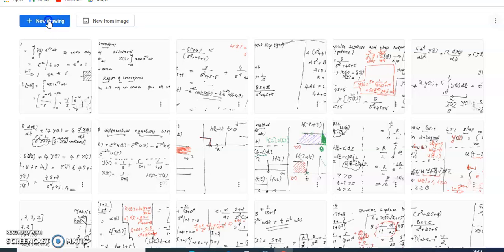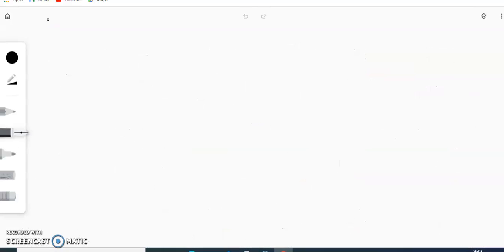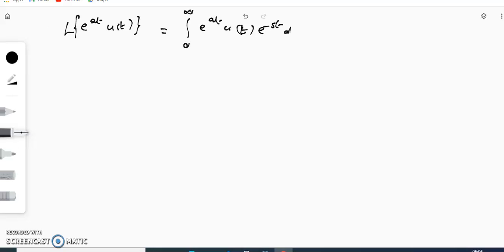Let us find the Laplace transform of one signal called e raised to at u(t). Okay, this is one signal. You are going to find the Laplace transform. So how do you solve? You write the equation: integral 0 to infinity e raised to at u(t) e raised to minus st dt. Okay, so u(t) is 1 for 0 to infinity. You can take that value as 1 and substitute in this equation. This is integral 0 to infinity e raised to at and e raised to minus st.